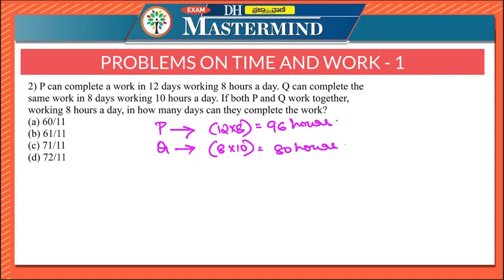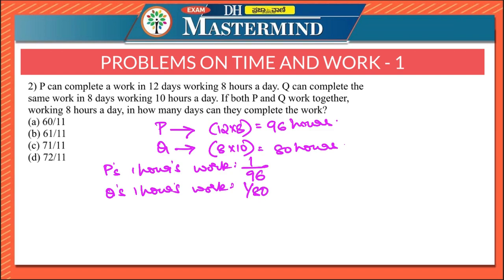Therefore, P's 1 hour work, as I've already told you, we always boil it down to 1 hour or 1 day's work. So P's 1 hour's work is equal to 1 by 96. So if he takes 96 hours, he'll be able to complete the work. Similarly, Q's 1 hour's work is equivalent to 1 by 80 here for this question. Therefore, when P and Q work together, P plus Q's 1 hour's work.